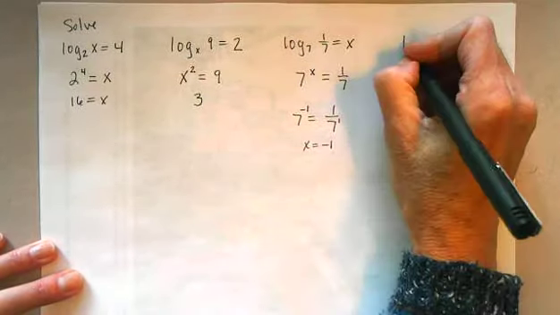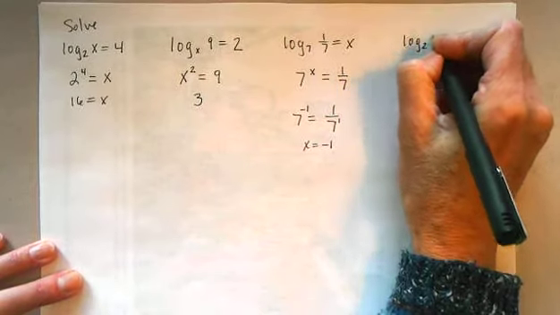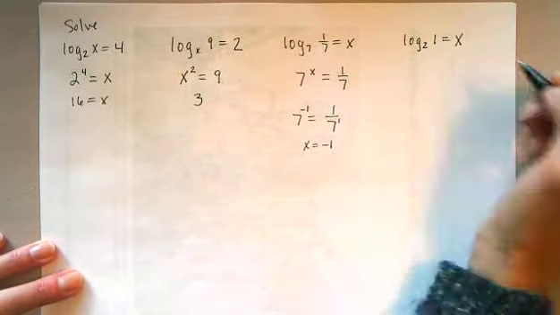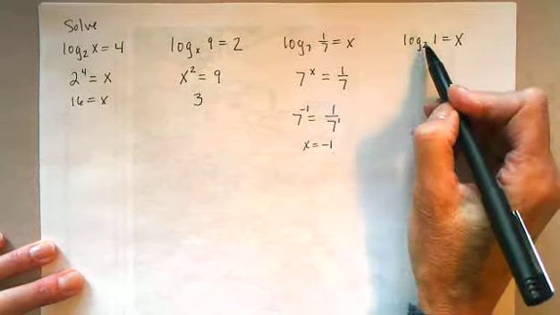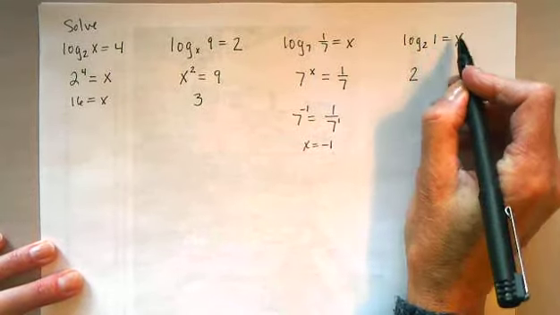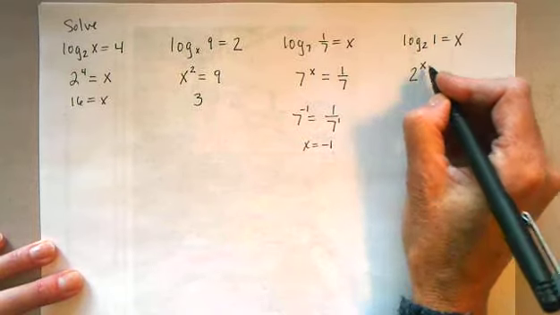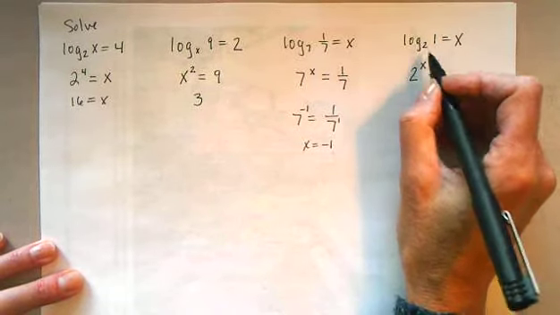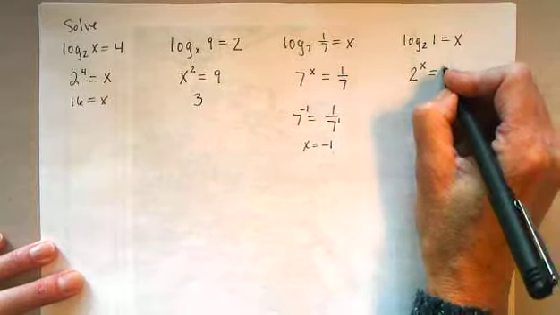Alright, last one. How about this one? Log base 2 of 1 equals x. Alright, so now again, the base of my log is 2. The log is all equal to the x, so the x is the exponent. And this is equal to what you're taking the log of, which is 1.